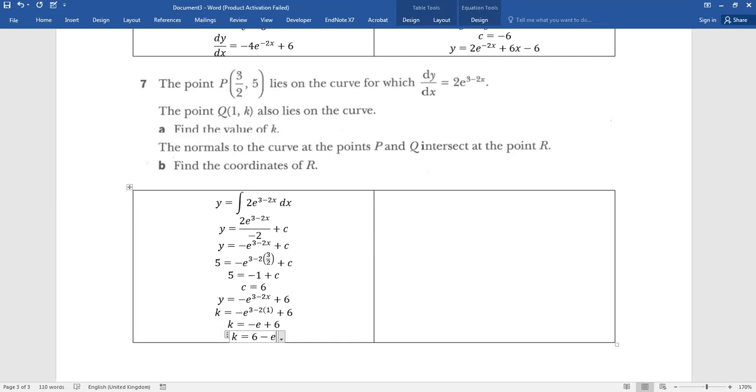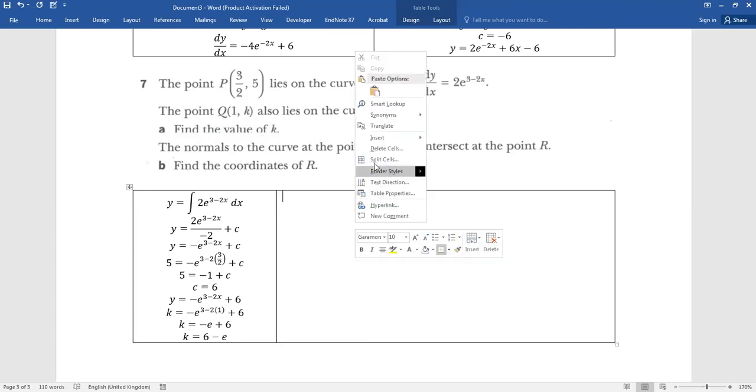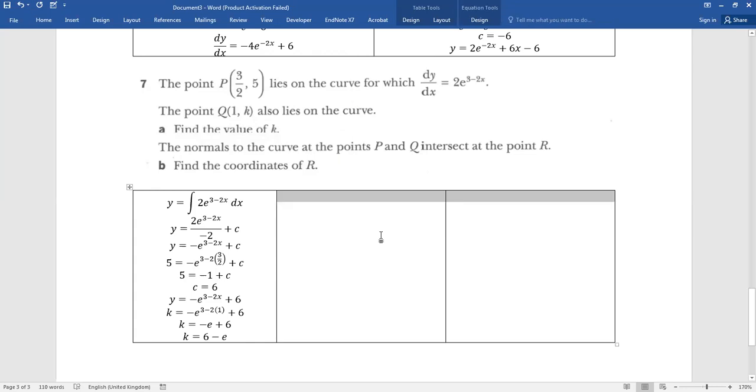Is this clear? Yes, sir. This is part 1 done. Now the question is asking us the normals to the curve at points P and Q intersect at the point R. How do we do this? First, we make the equations of the two normals, right? So first, let's talk about the normal at P. Is this clear? Yes, sir.